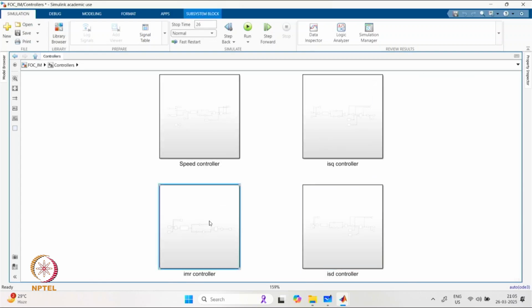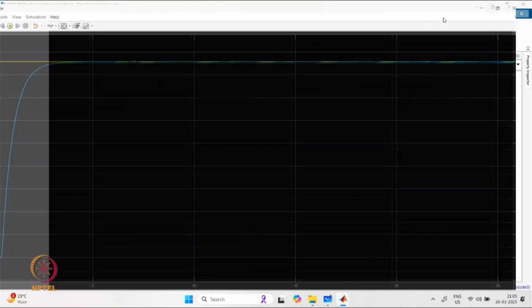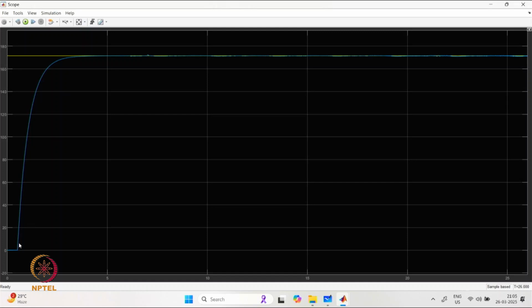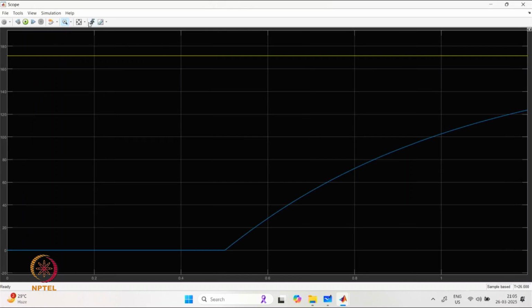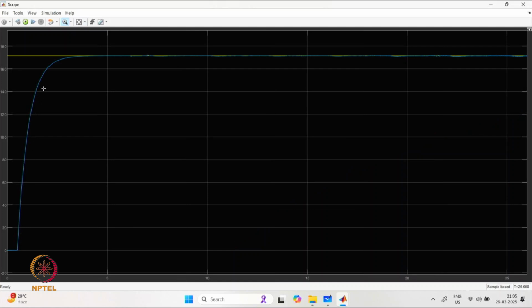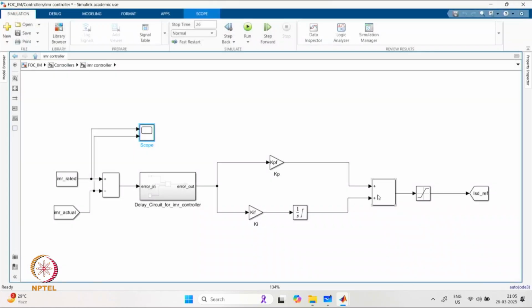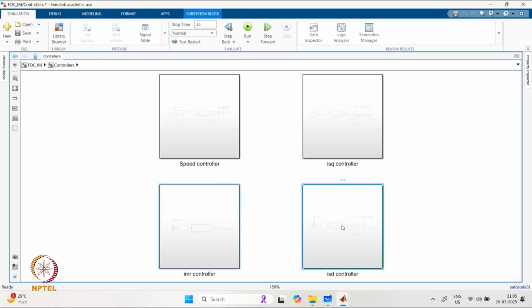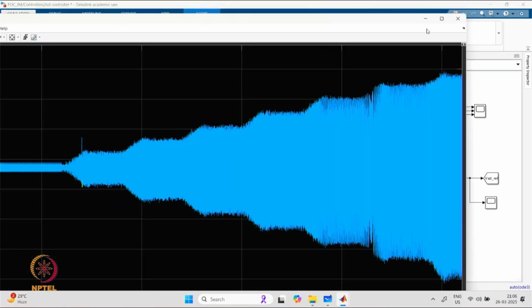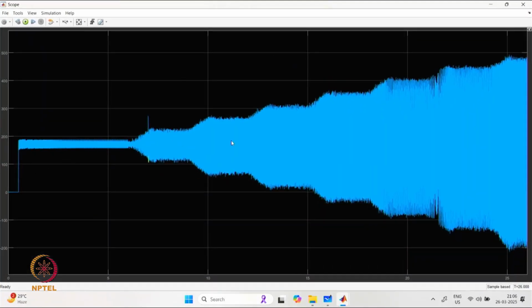So going back to the controllers, if we visualize the IMR, the reference for IMR is given from the beginning. However, controllers are started at nearly 0.5 second as stated earlier. So once this controller is activated, then the value is settling down to the set IMR reference value, and this is maintained at the same value for the whole range of the operation. Now in response to this IMR controller, the ISD reference is generated, and ISD current is basically following the reference. It is maintaining the value of the ISD current as demanded by the IMR controller.